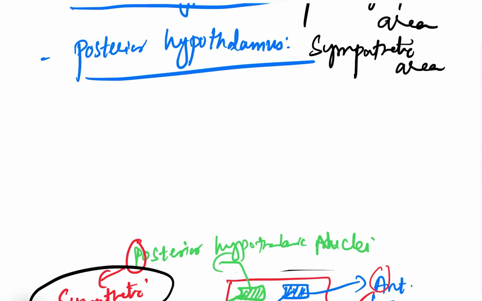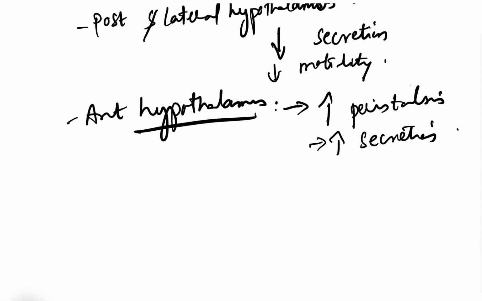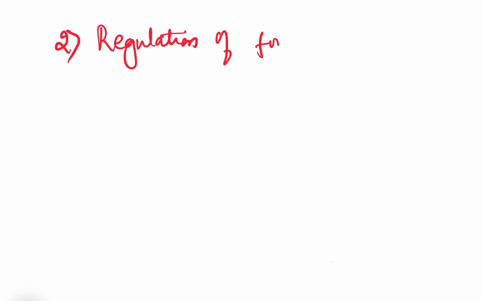So the hypothalamus is a very important structure. Just a mass of gray matter of 4 gram, it will control such diverse functions. This is one of the very important functions. Now secondly, the second important function, it helps in regulation of food intake.